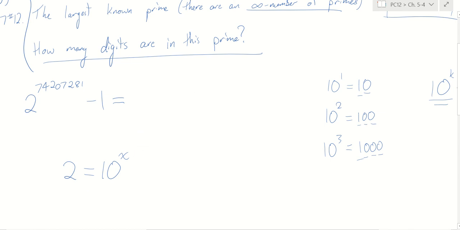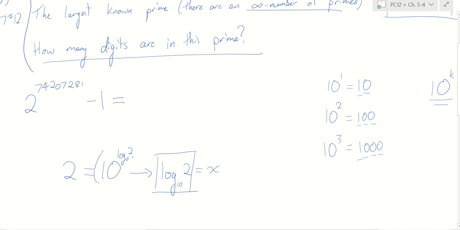Well, if we write this in exponential form, we say log base 10 of 2 is equal to x. So this represents the exponent that we would apply to base 10 to get 2. So we can say that 10 to the power of log base 10 of 2 is really just 2.